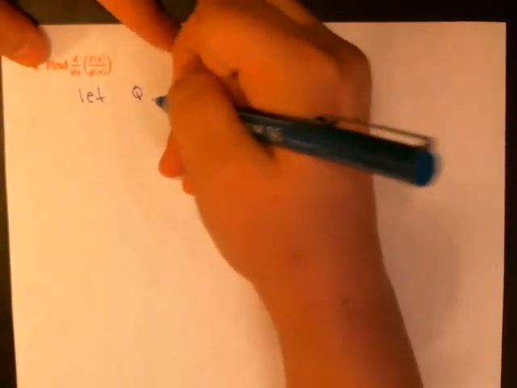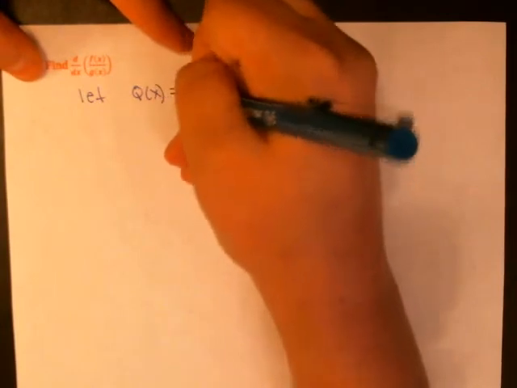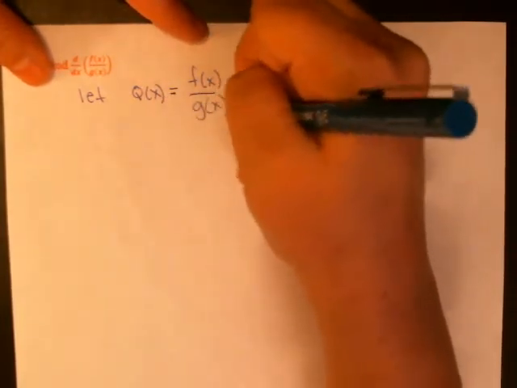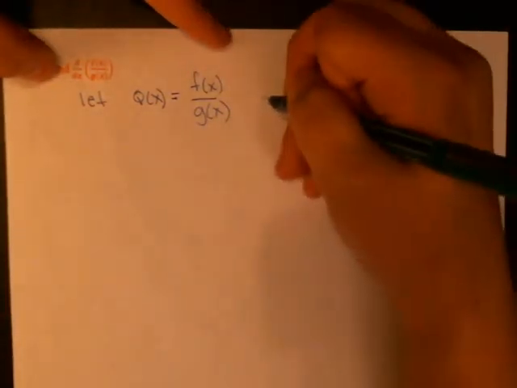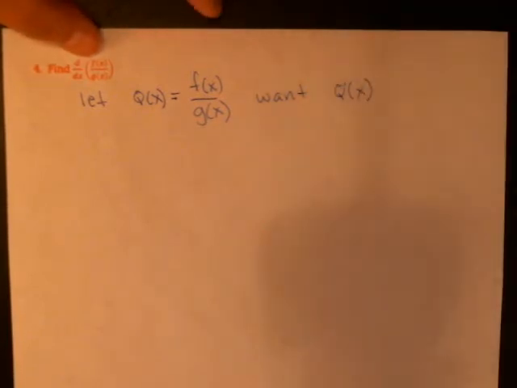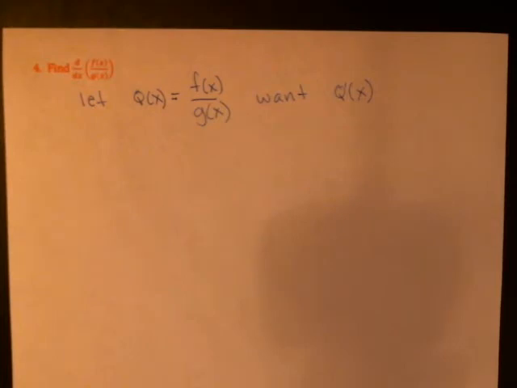So I'm just going to rename f over g. I'm going to call that q of x. So f of x over g of x is the same as q of x. And we're interested in q prime. So the goal here was to find the derivative of f over g, which is the derivative of q.